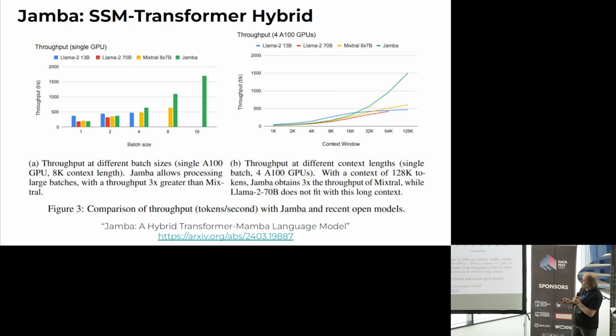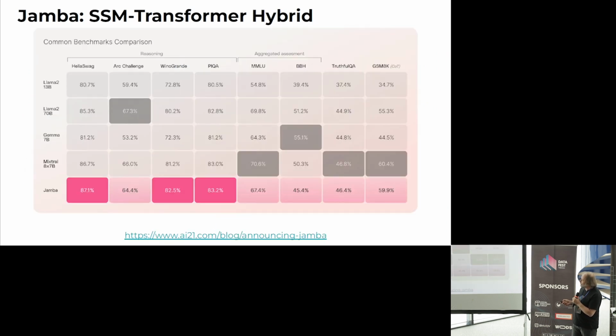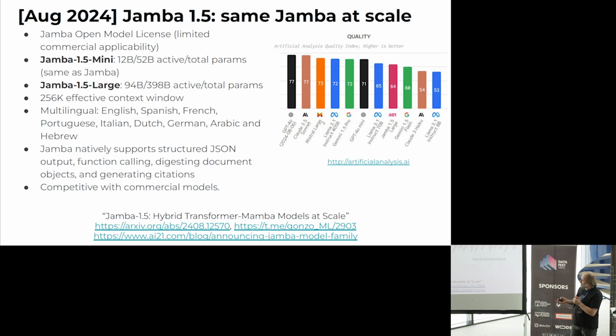So it's a really competitive model. It's good. And in terms of quality, again, it's Jumbo. Looks good. It beats Gemma, it beats Mixtral, it beats Llama 2. Again, right now you have newer Llama, newer Gemma, but for the beginning of this year, that was a good result. And surprisingly, just 2 weeks ago, a new Jumbo was published, Jumbo 1.5.